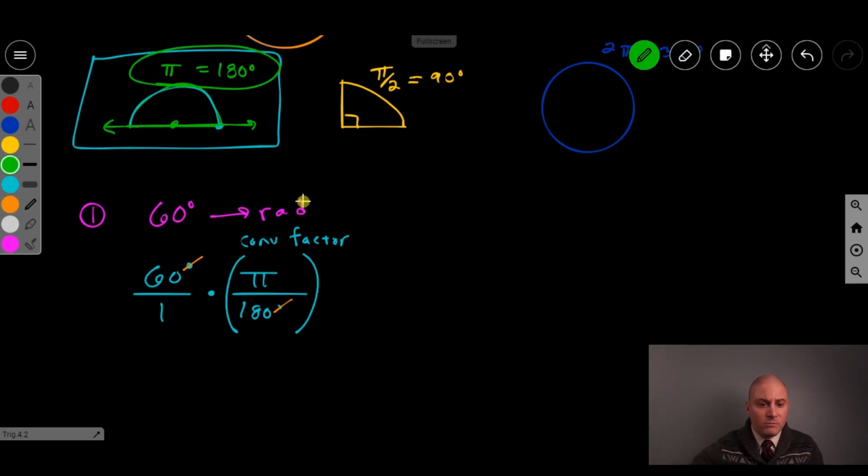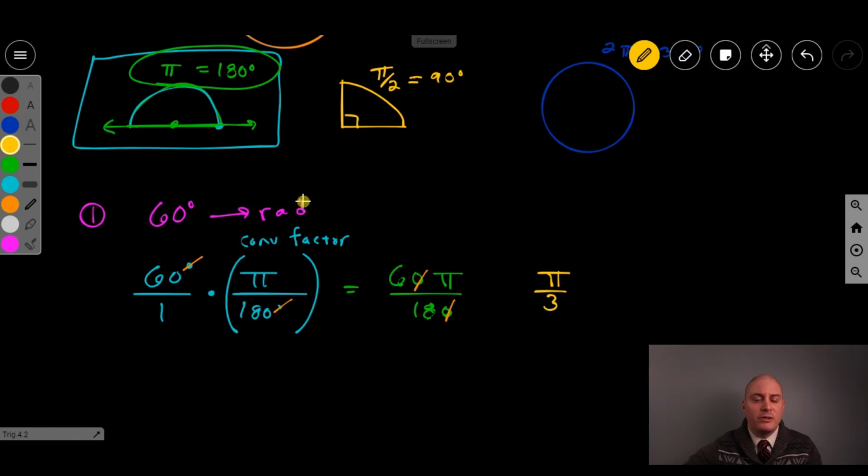Okay? So I'm going to get 60 times pi over 180. The degrees are gone now. Then I could simplify this. The zeros in the 60 and the 180 can go away, and you get 6 over 18. That's really 1/3, right? So I'm going to write this as pi over 3.